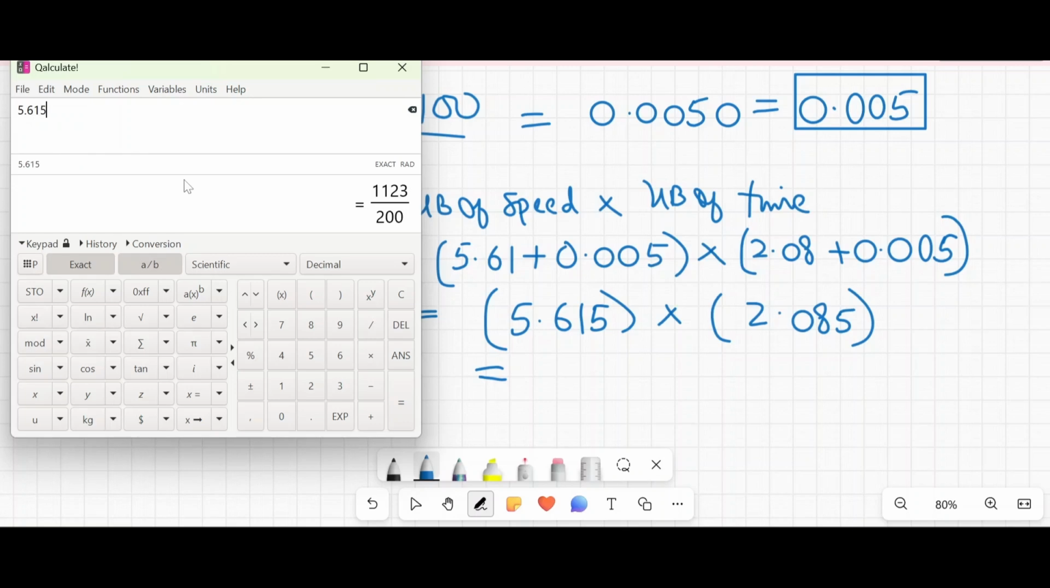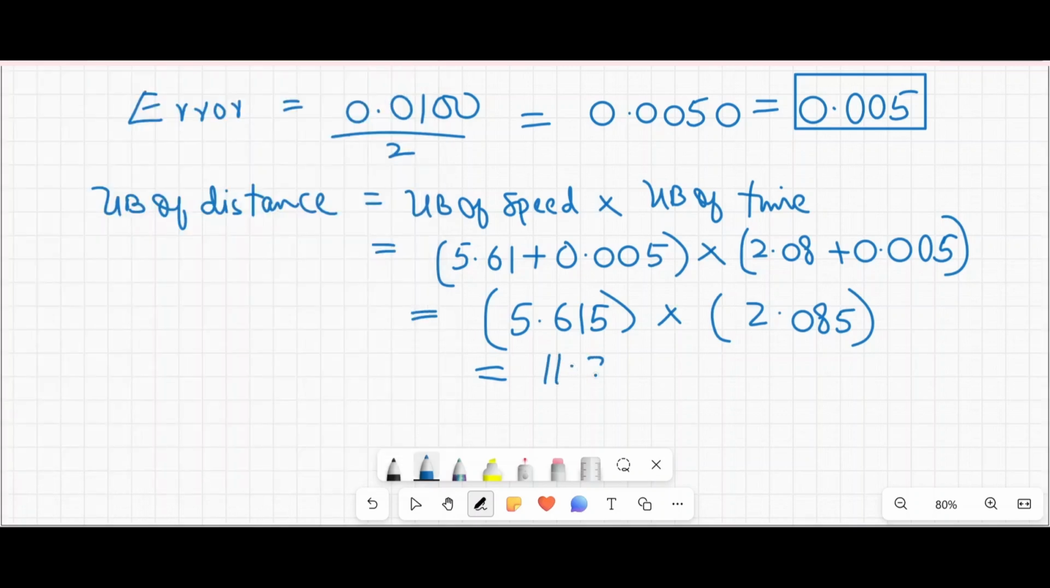5.615 into 2.085. So the answer is 11.70 meter. So this is the upper bound of a distance. This should be in three significant figures. So the answer is in three significant figures. This is rounded, basically.